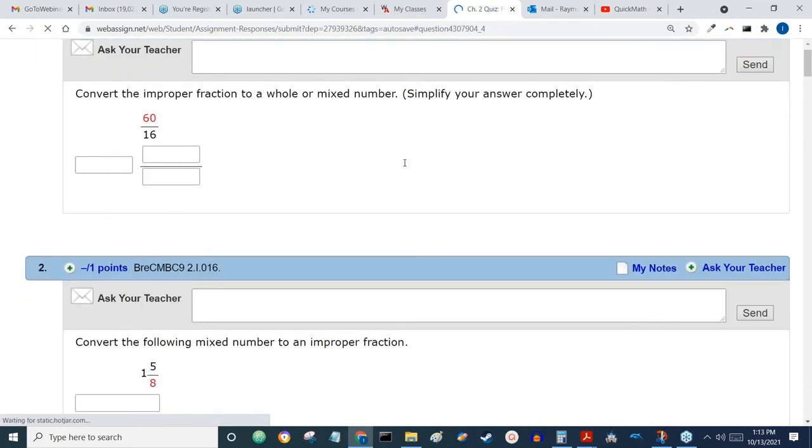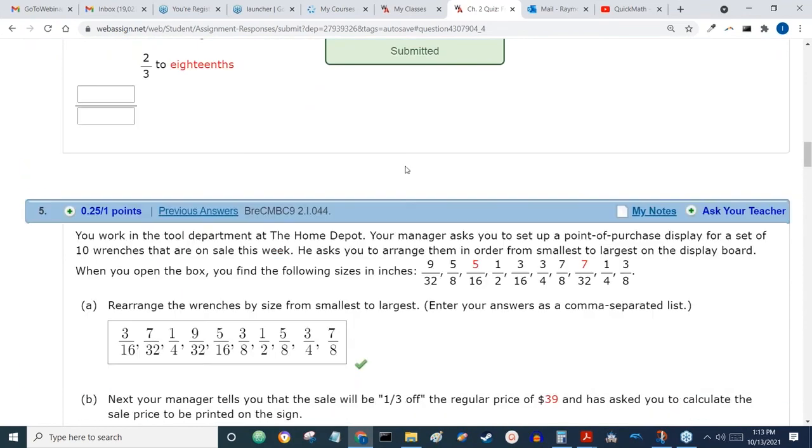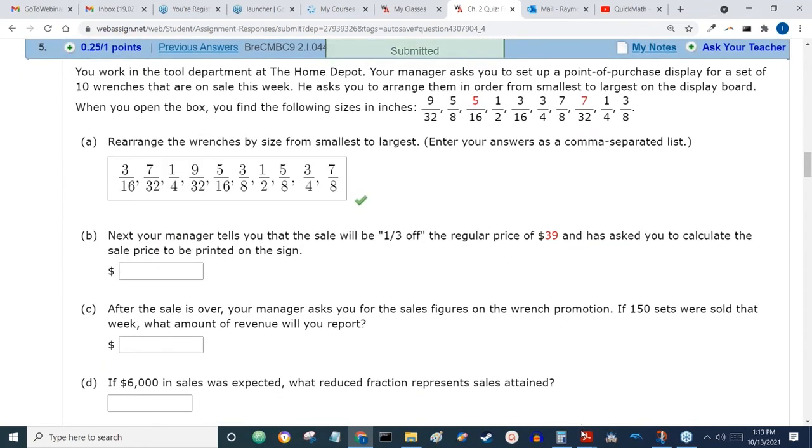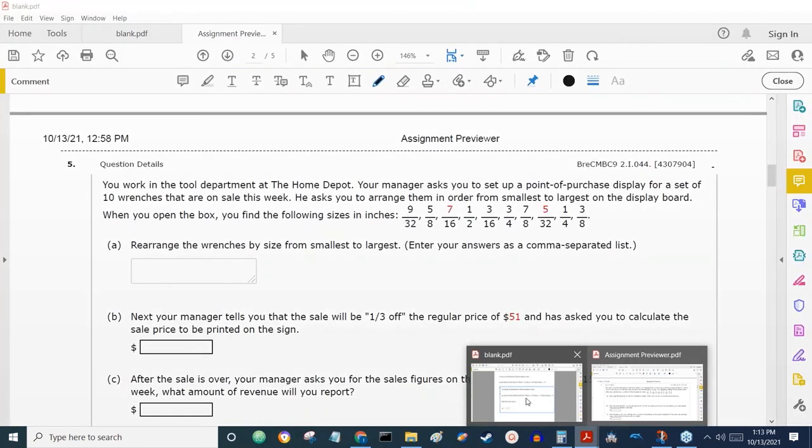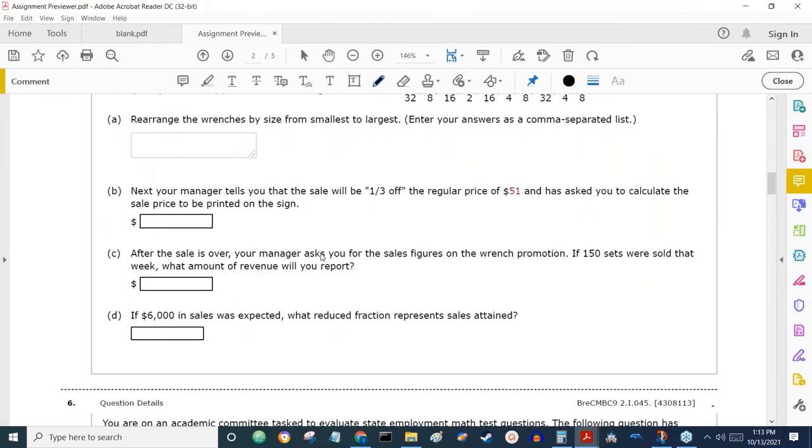But okay, we can take the rest of it from here. Let me just submit this to make sure it marks up. Make sure I typed it in. Yeah, okay, marked that part right.